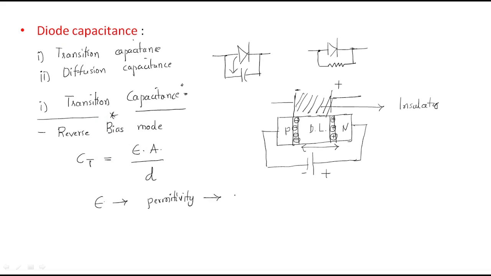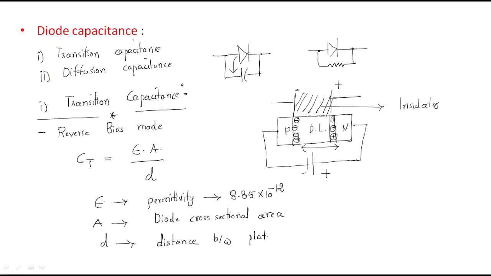The value of epsilon is 8.85 into 10 power minus 12 farad per meter, I think. Okay, this is the constant. A is the diode cross sectional area, and d is the distance between the plates of the capacitor. Look here.